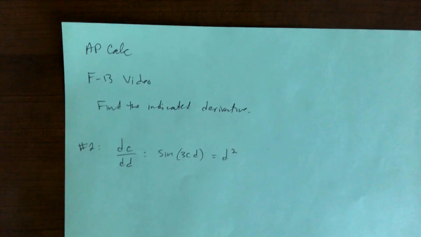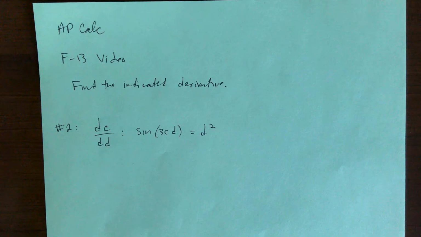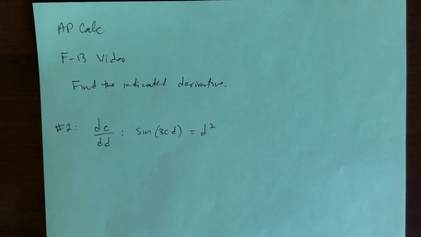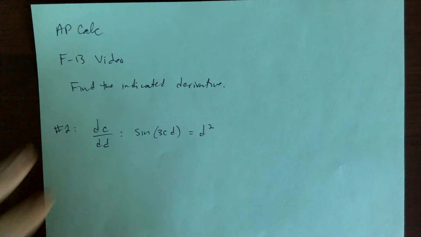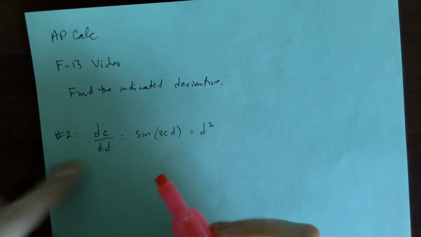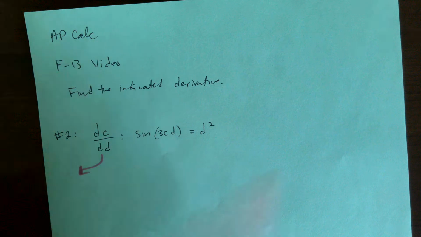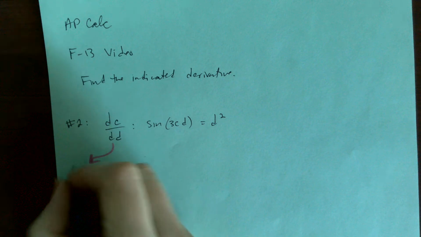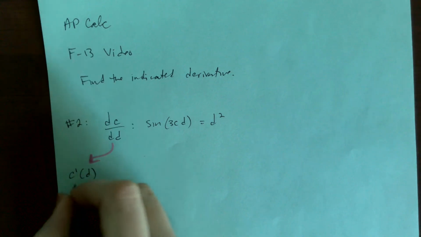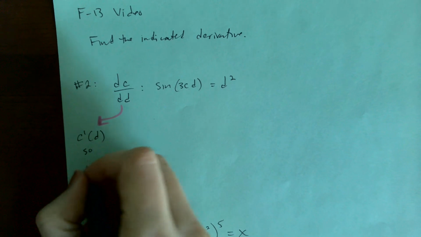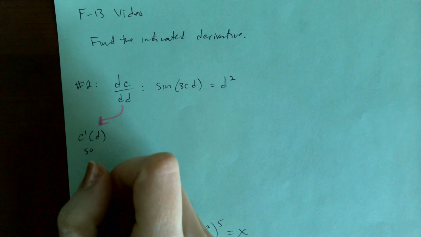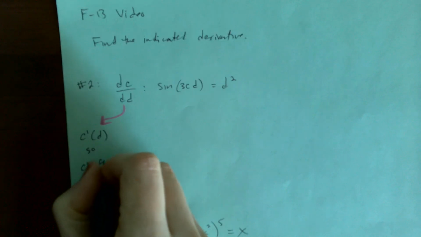Okay, guys, so here is F-13. We're going to find the indicated derivative. The very first step is you've just got to figure out what gets the prime after it. If they're asking you to find dc/dd, another way of writing this is c prime of d. So I guess we'll do c prime after c.